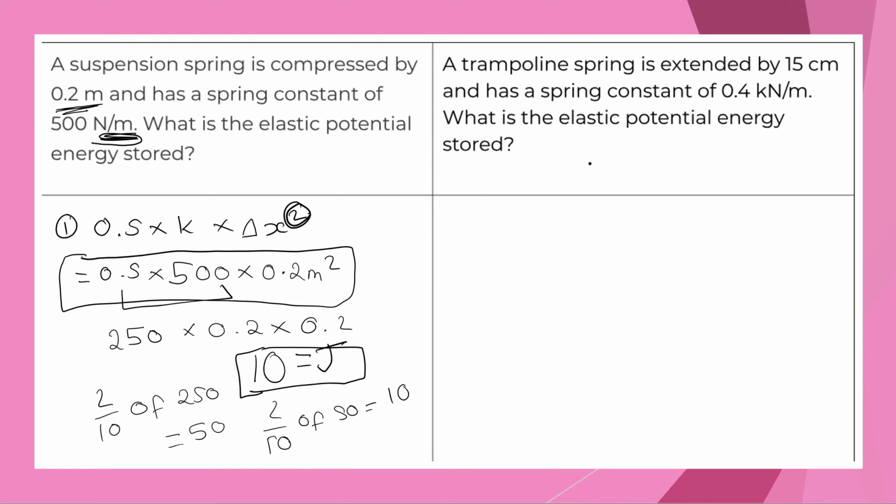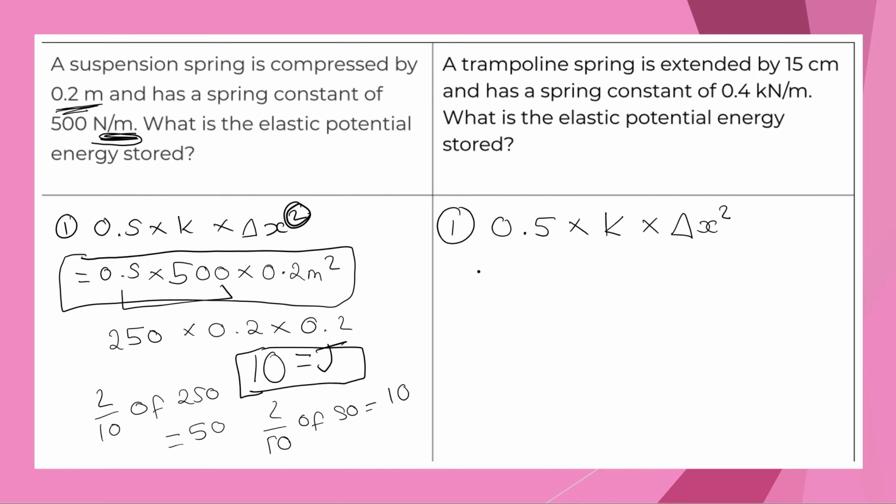Next question. A trampoline spring is extended by 15 centimeters and has a spring constant of 0.4 kilonewtons per meter. What is the elastic potential energy stored? So over here we need to do a bit of converting. First of all, we need to write out the equation: 0.5 multiplied by your spring constant multiplied by your change in stretch squared.